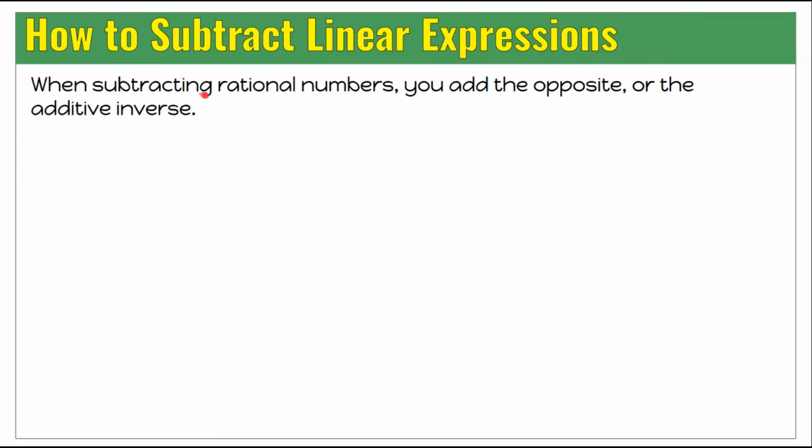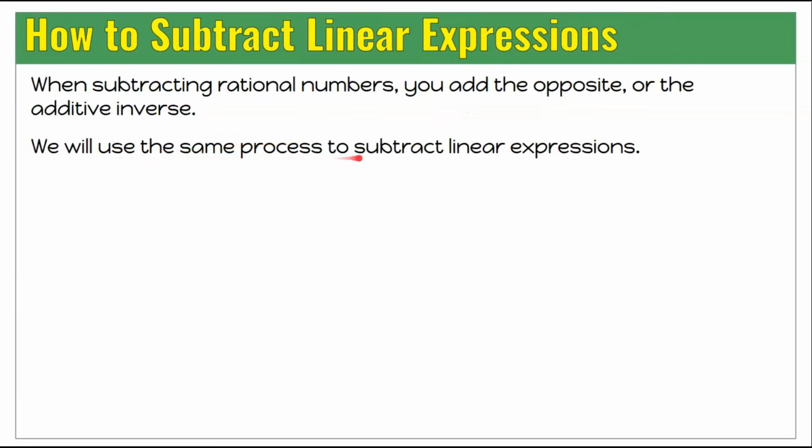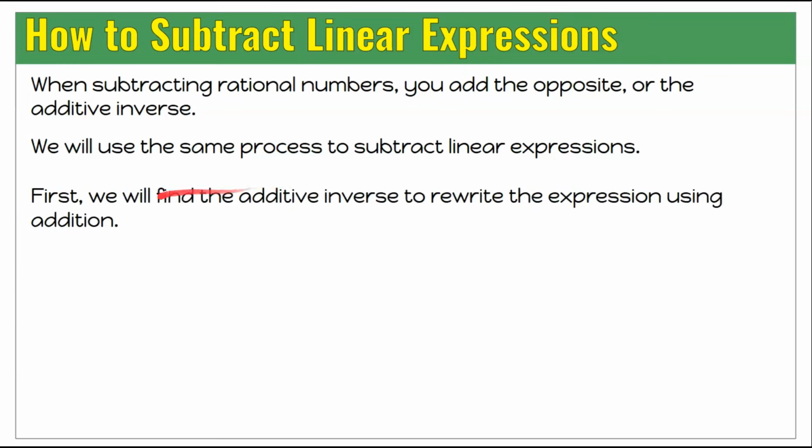All right, now we're going to apply this concept to help us subtract linear expressions. So here, when we are subtracting rational numbers, we learn to add the opposite or the additive inverse. Remember, additive inverse is a math term for finding the opposite. We will use the same process to subtract linear expressions. So it's the same rule you've been doing. First, we will find the additive inverse to rewrite the expression using addition, which we did when we learned to add linear expressions. We rewrote everything as add the opposite or add the additive inverse.